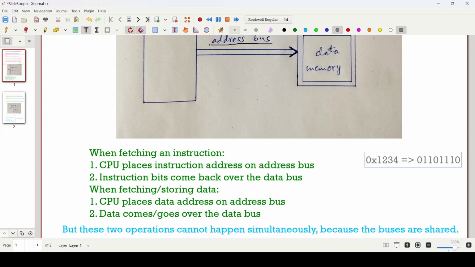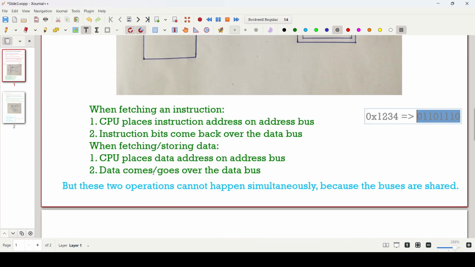So this instruction might compile to this byte. The instruction bits come back over the data bus. So in these two steps, the fetching of the instruction takes place.